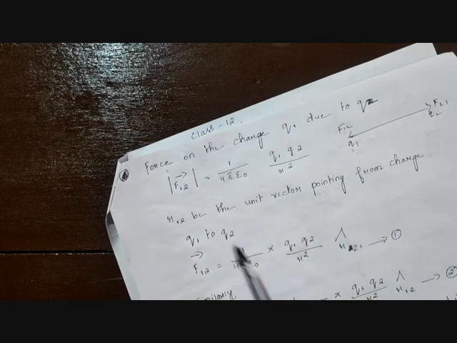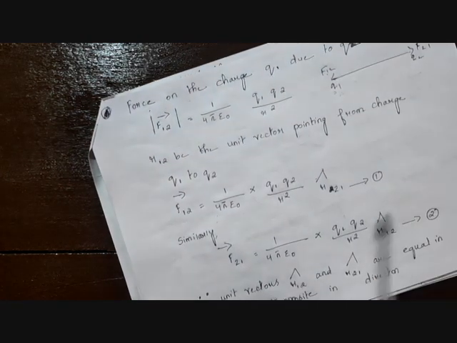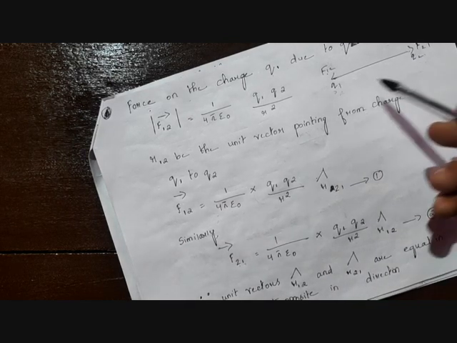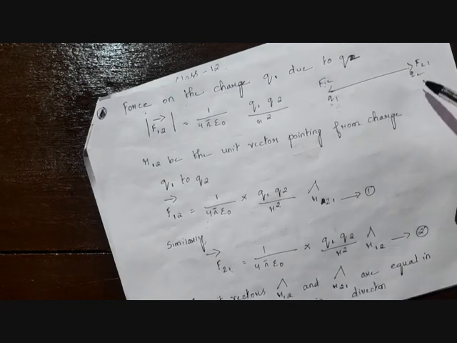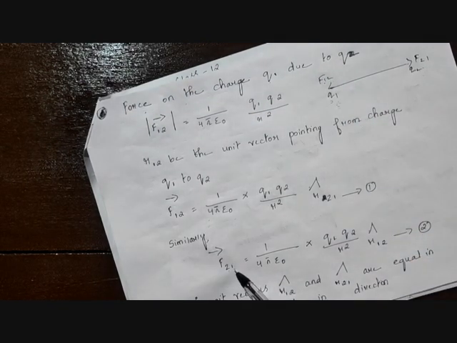And similarly, what can we write for this force? See, F21, right? Yes or no? Because q2 is now experiencing the force because of q1. q2 is experiencing some force because of q1. That's why I'm writing F21.